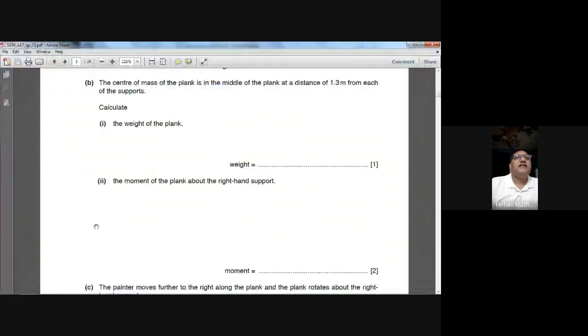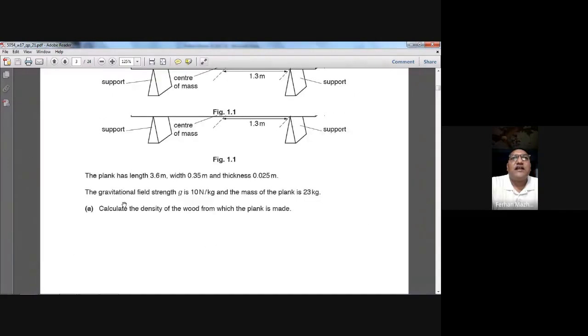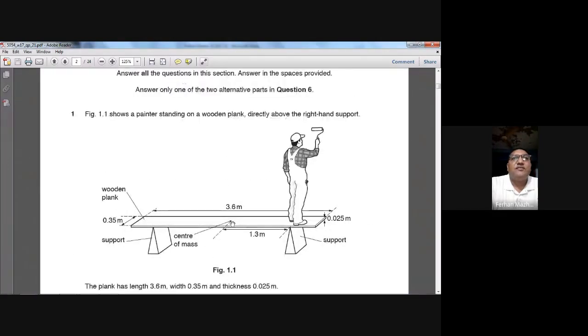Okay, the second part is the moment of the plank about the right-hand support. So now we know the weight of the plank. Let me show you that diagram. You see, this is the center of the mass. Here, the weight of the plank is acting, and it is acting downward. If this is the right-hand support, if this is the pivot, his question is how much turning effect, or moment, is being produced by the weight.